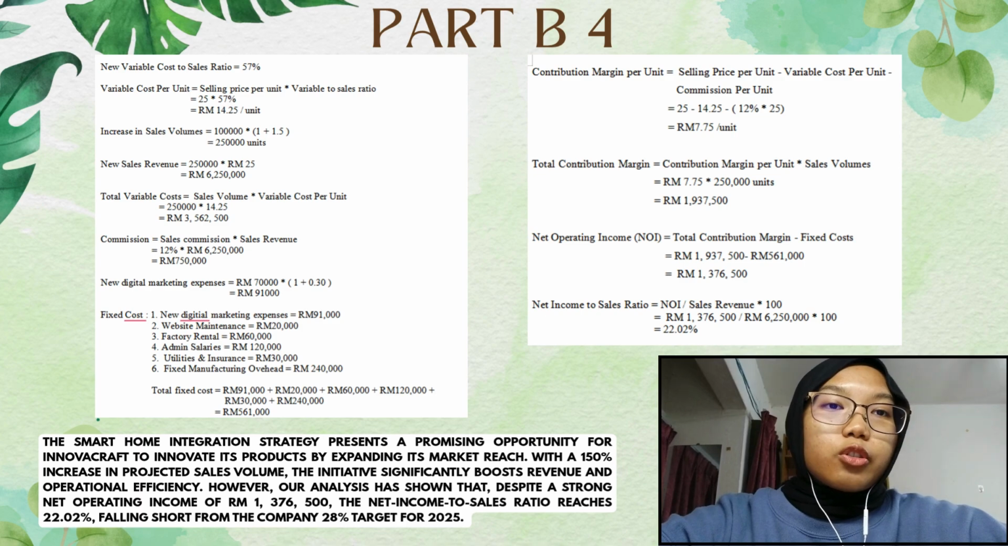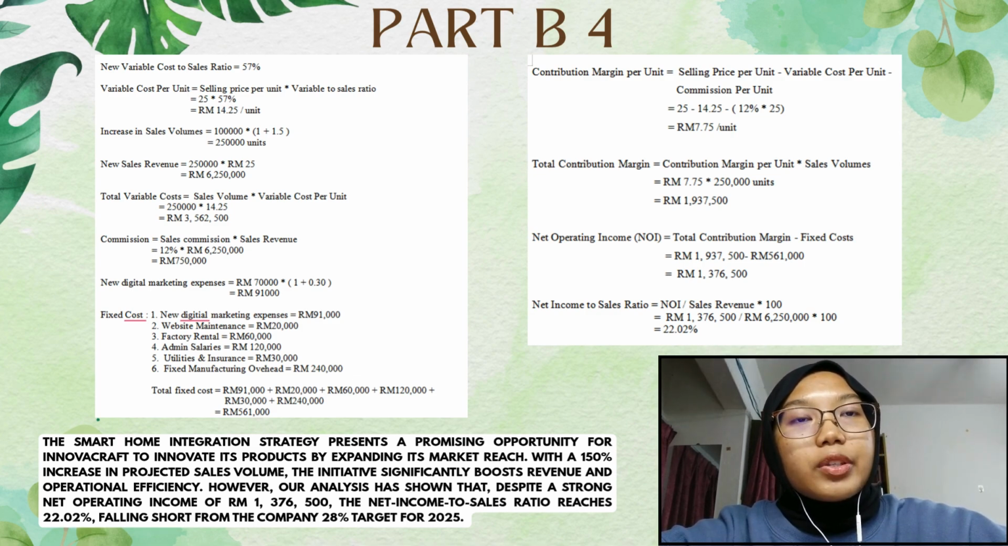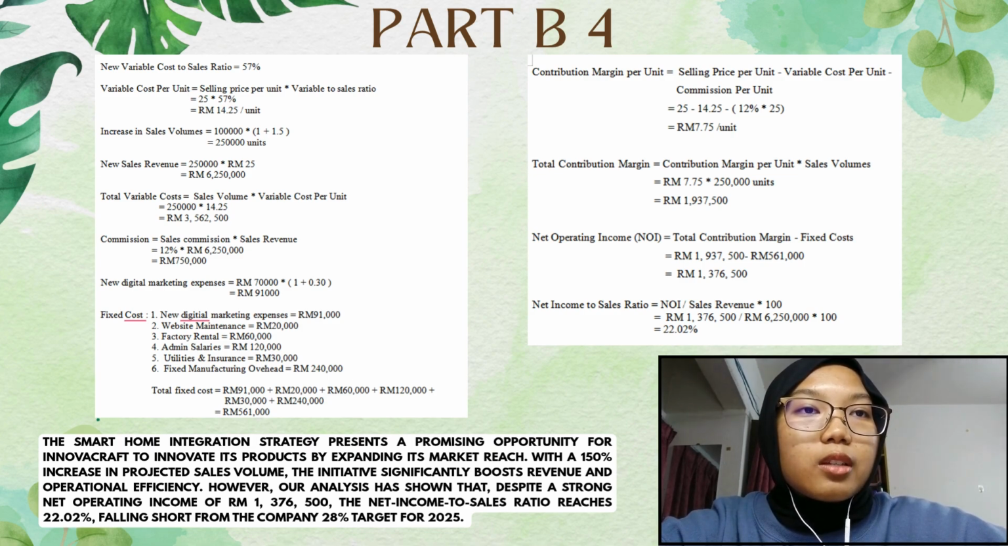This plan introduces 3 changes. First, raising the variable cost to sales ratio to 57%, which includes a 4% increase in the raw material prices. Second, we have an increase in digital marketing expenses by 30%. And third, we have boosting total sales volume by 150% through the enhanced product. So let's move on to the financial projections.